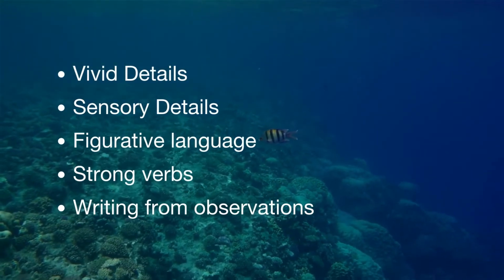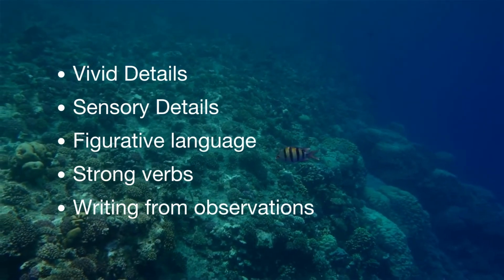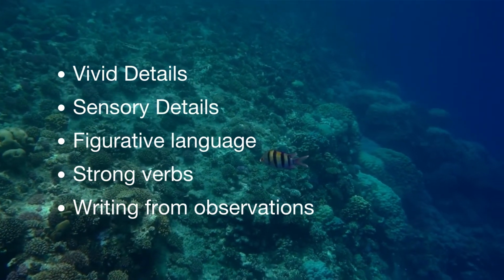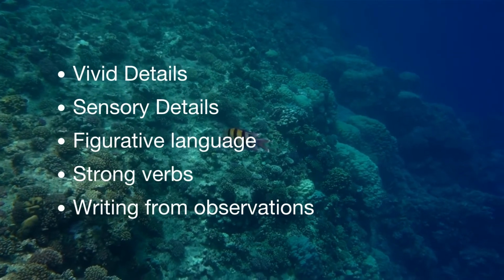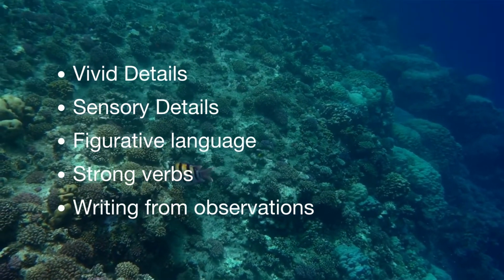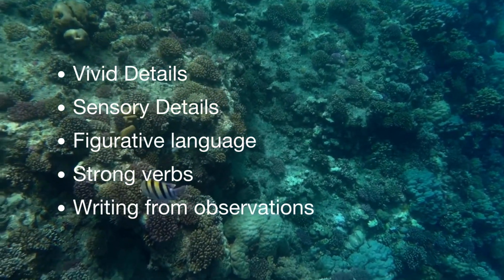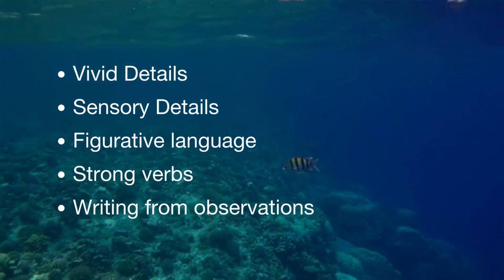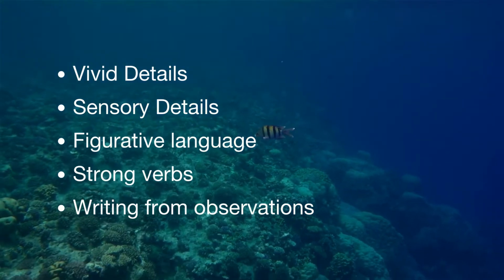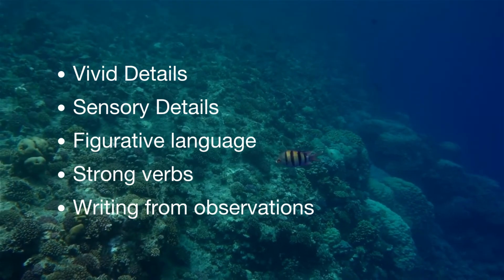So, let's talk about some types of descriptive writing. The first one is vivid details. Descriptive writing includes details that show instead of tell. Sensory details allow the reader to see, hear, smell, taste, and touch what the writer is describing. The cat walked down the street does not include descriptive details. The gray tabby slinked across the cul-de-sac includes details that create a picture in the reader's mind.